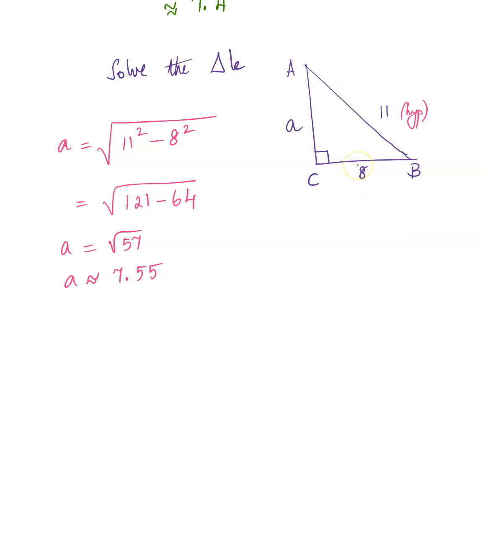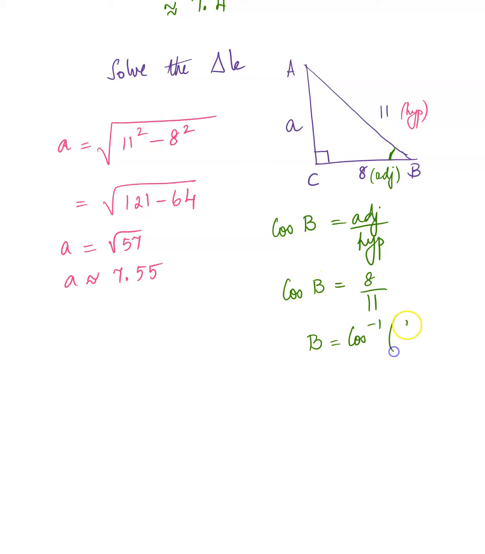Okay, so now if I wanted to find angle B, this is the angle I want to find, then this 8 would be my adjacent, right? And that's still the hypotenuse. Hypotenuse never changes no matter where your angle is. So I'm going to use cosine B as adjacent over hypotenuse. And B is unknown, so cosine B will be 8 over 11. If I want to find B, I have to move the cosine to the other side. So I get cosine inverse of 8 over 11.